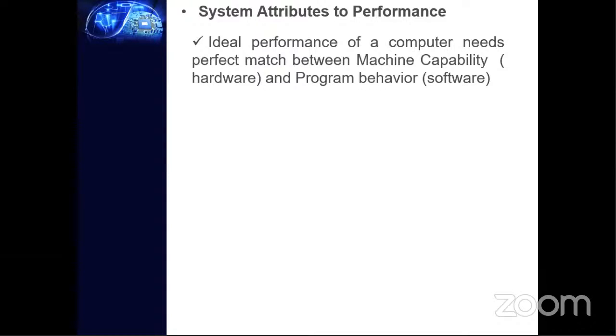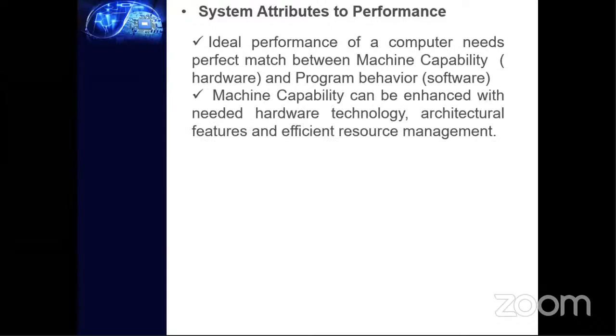In practical, we cannot get ideal performance. What is the meaning? We cannot expect a machine is producing the result more fast. It involves several factors that we are going to discuss. So I said this machine capability can be enhanced with the needed hardware technology, architectural features, and efficient resource management. So the machine capability is always discussing the hardware side of a computer.